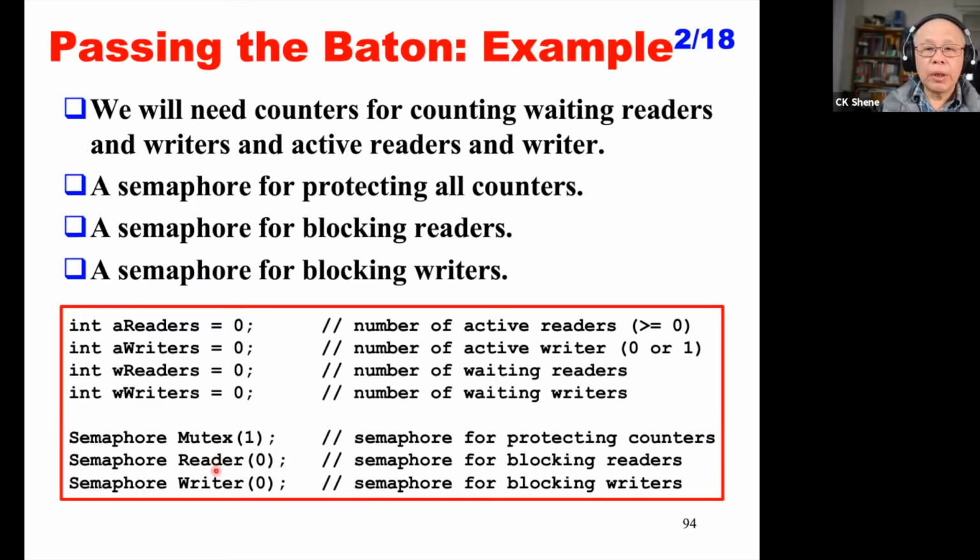And we use this reader semaphore to block readers if that reader cannot read. We use a writer semaphore to block writers if writers cannot write. So the initial value of this reader and writer would be zero. And for protection purposes, mutex would be initialized to one, allowing at the most one of the readers or writers to go.